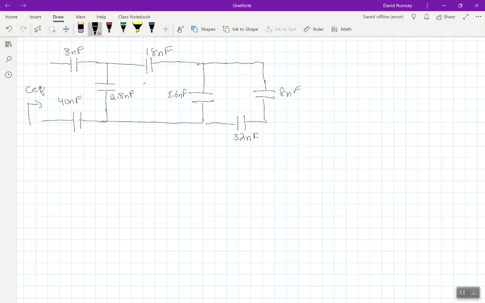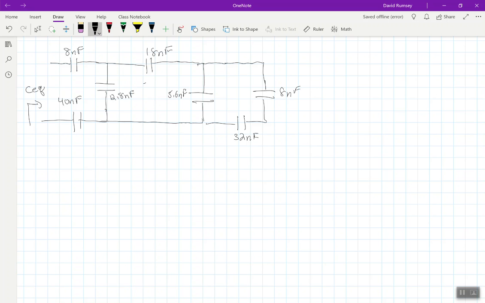Now, the key thing here, and it's an easy mistake to make, and I make this all the time, is to make sure you use the correct formulas for capacitors, because remember, we're in the opposite case, where if they're in series, we use the parallel formulas, and if they're in parallel, we use the series formulas.